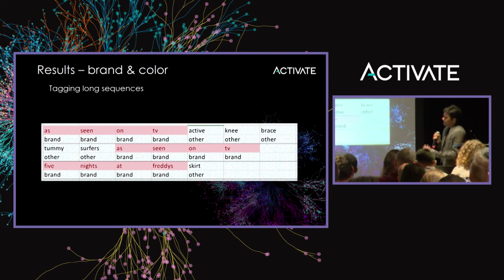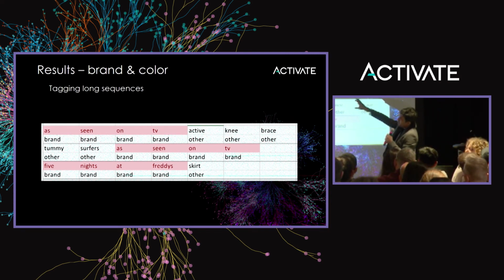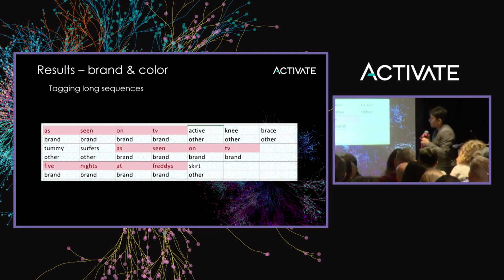Okay, here are some of the outputs from the model, the way it has predicted the various tags. So we have tried to group the results into various sections. Here we see that long sequences are tagged properly. As seen on TV, active knee brace, as seen on TV is considered as a brand. Similarly, Five Nights at Freddy's is properly tagged as a brand.